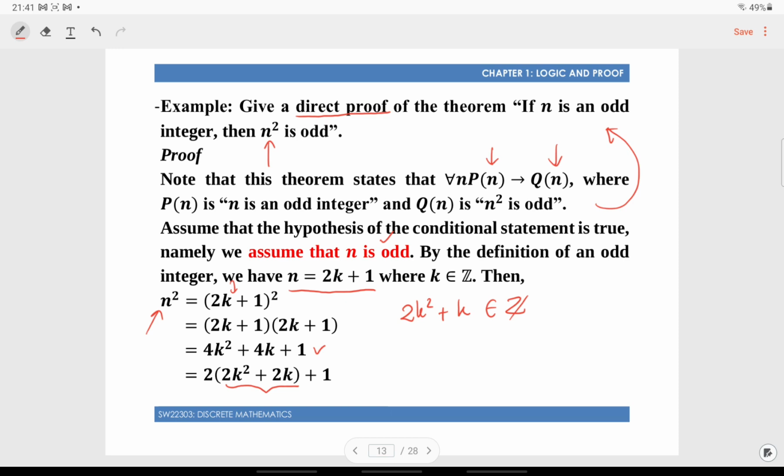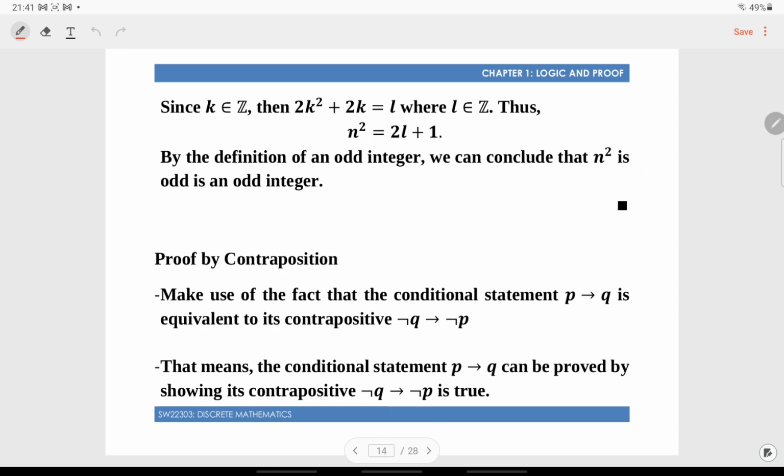So we can substitute this value with another variable. Let's say it is equal to L. So we need to define L is an integer. So now n square can be rewritten as 2L plus 1. So by definition of an odd number, we can conclude that n square is an odd integer. Okay, because based on the definition, 2L plus 1 is an odd integer. So that is the end of this proof.